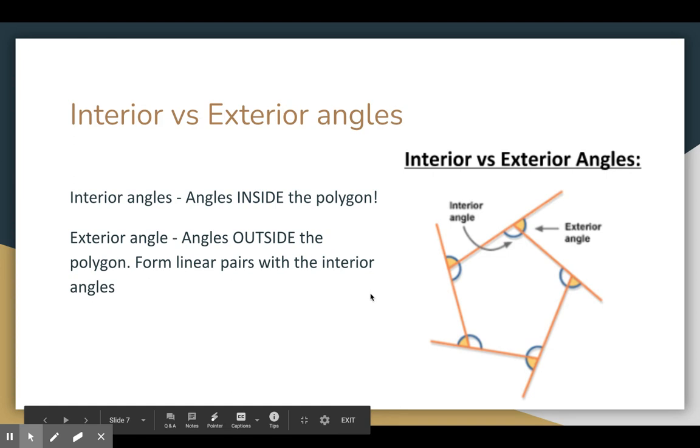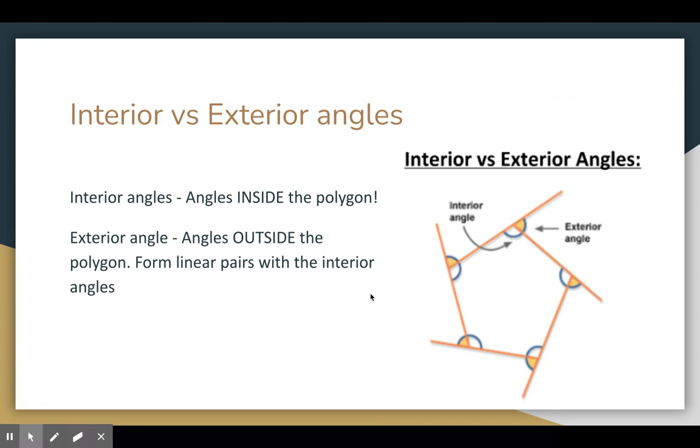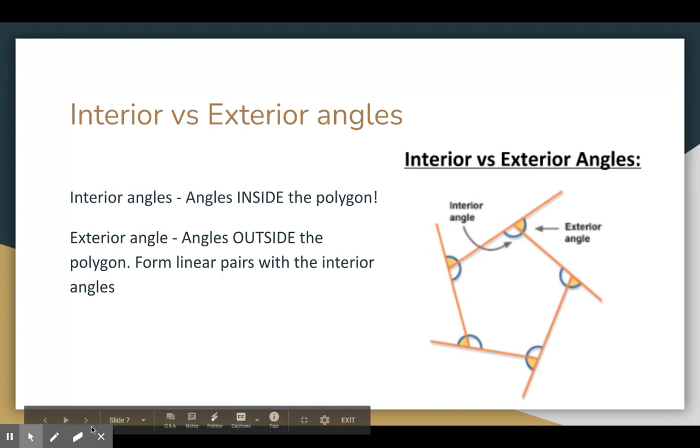Interior versus exterior angles. This seems pretty self-explanatory, but the interior angles are the angles inside of the shape or the polygon. The exterior angles are the angles outside of the polygon. However, it's super important that you realize that the exterior angle forms a linear pair with the interior angles.